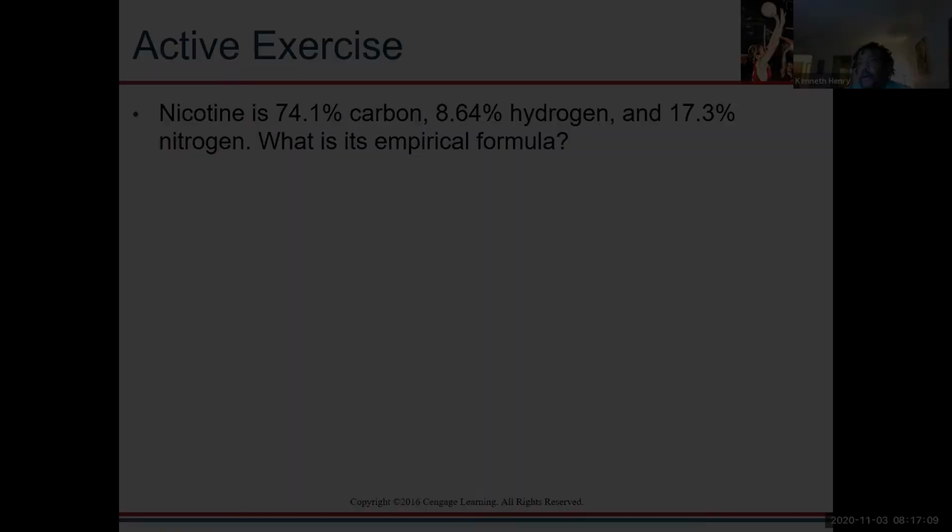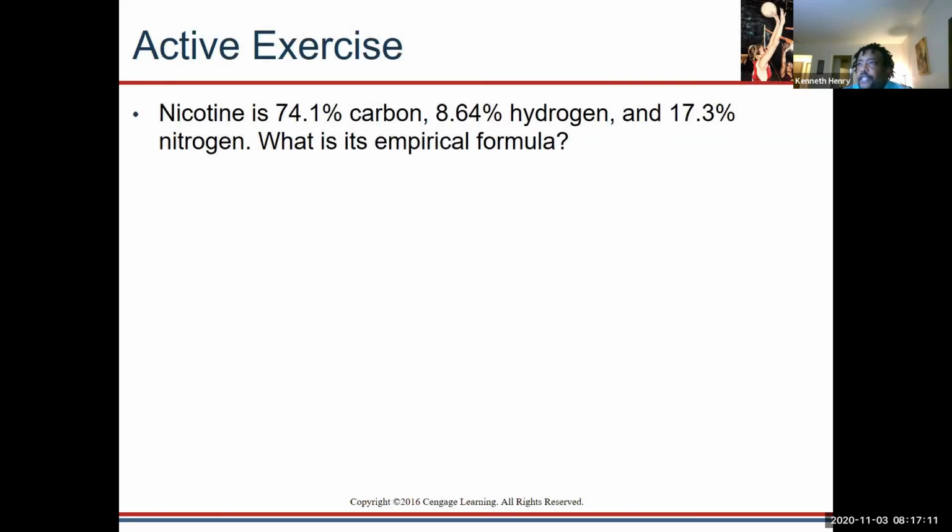Okay, so if we have nicotine, nicotine is 74.1% carbon, 8.64% hydrogen, and 17.3% nitrogen. What is the empirical formula?